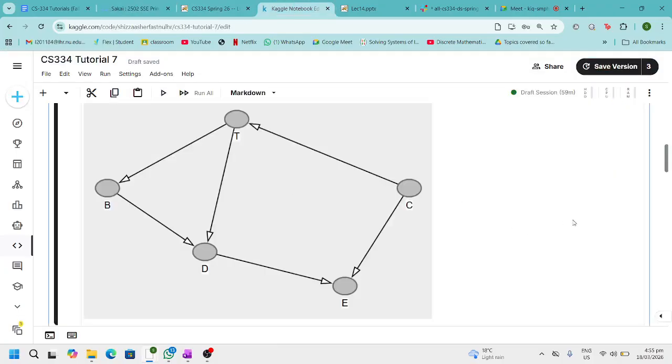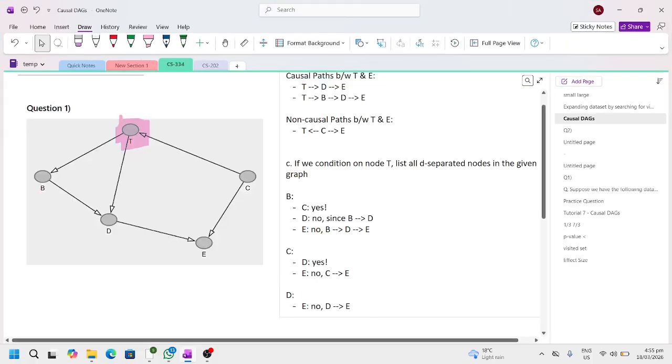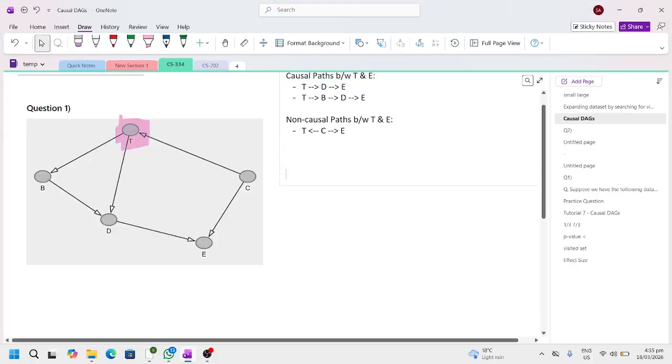So, a backdoor path is just a path जिसके start में और end में arrow treatment के भी अंदर जा रहा होता है और outcome के भी अंदर जा रहा होता है. Oftentimes, this is confusing for students even up until the very end. But I'm gonna make this very clear to you right now.